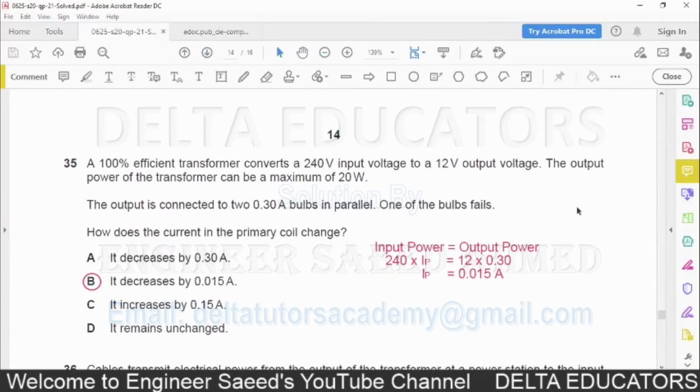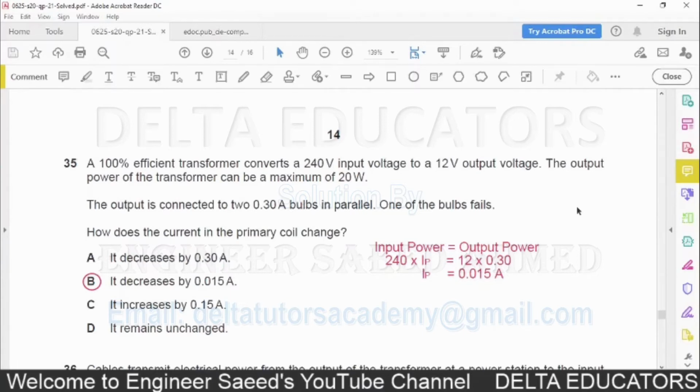Question number 35. A 100% efficient transformer converts a 240 volt input voltage to a 12 volt output voltage. The output power of the transformer can be a maximum of 20 watts. The output is connected to 2.3 ampere bulbs in parallel. One of the bulbs fails. How does the current in the primary coil change?